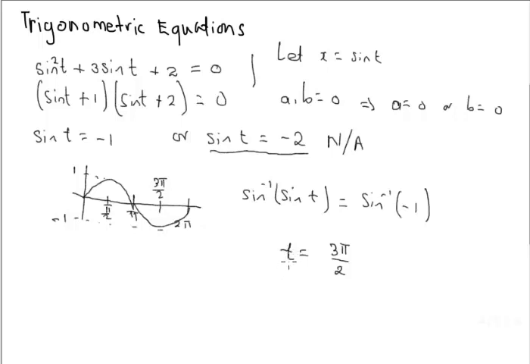Just hold on there. It's 3 halves of pi. At 3 halves of pi, sine has a ratio minus 1. Are we together? That is the first solution after zero. Now, let's get all the solutions. We now incorporate that the sine function is periodic. Then we say, therefore, t is equal to 3 halves of pi plus 2k pi, where k is an integer.